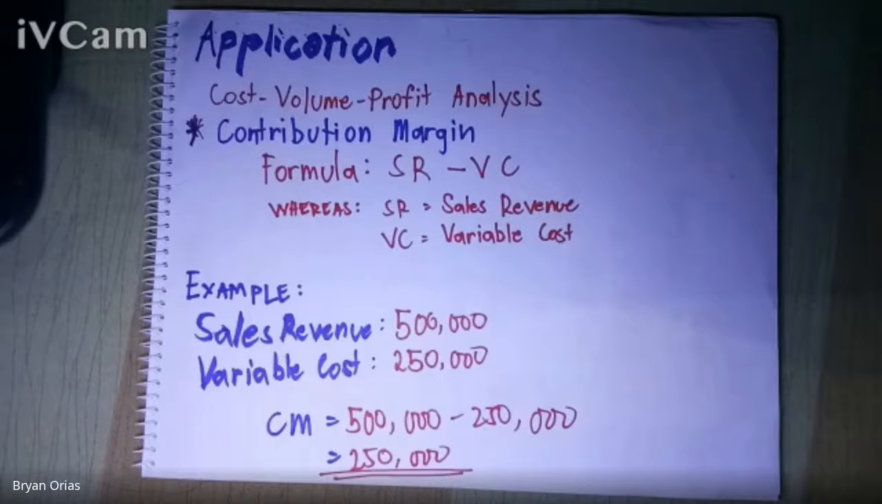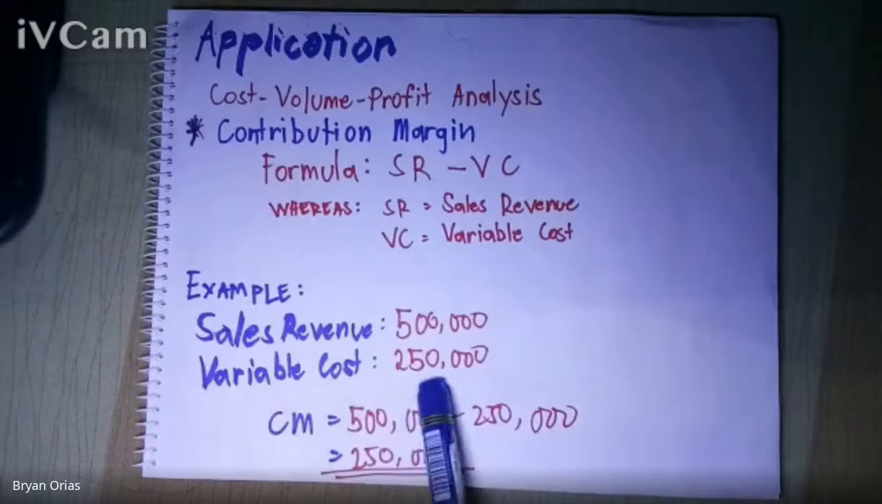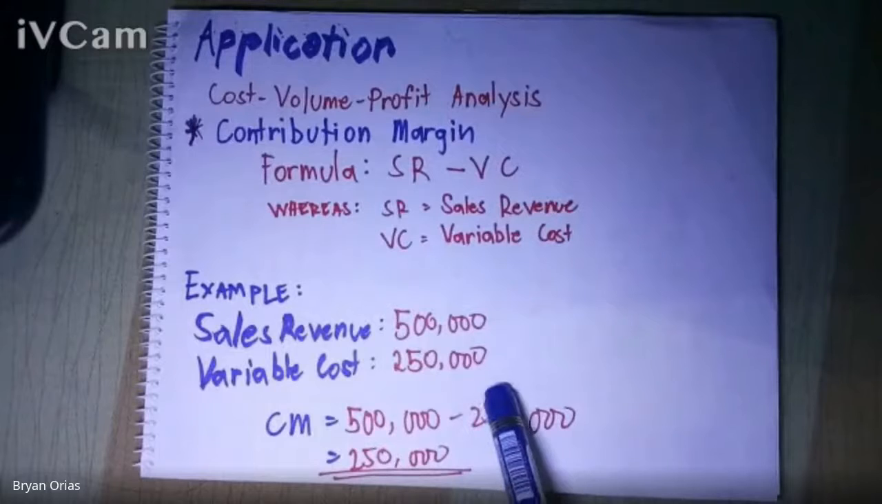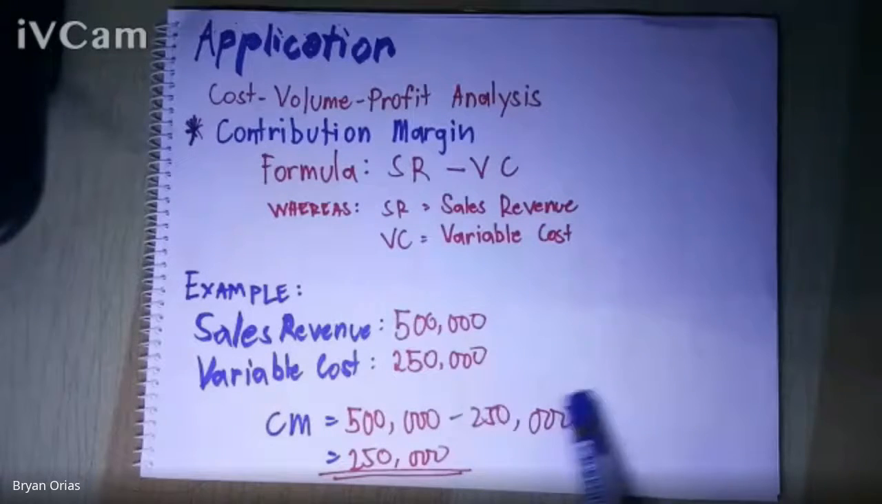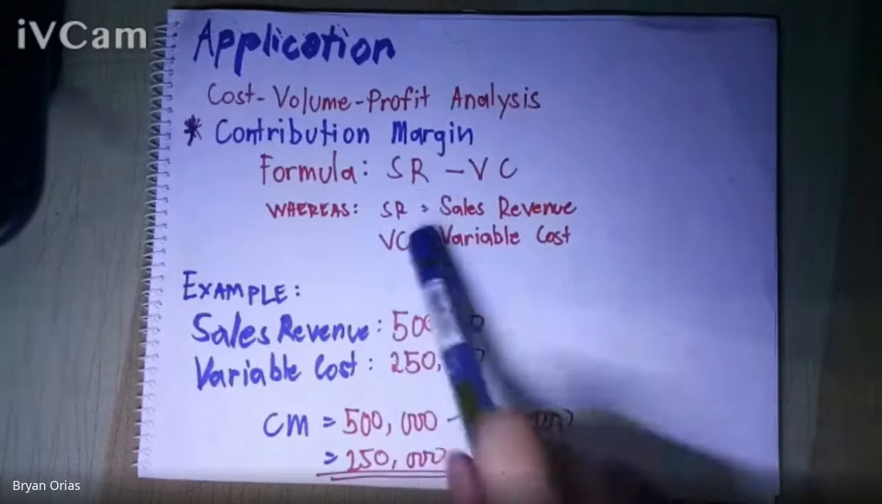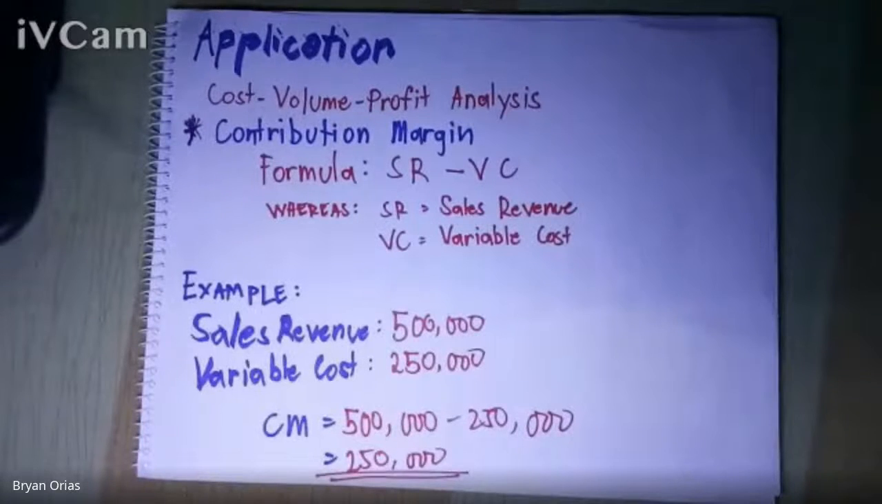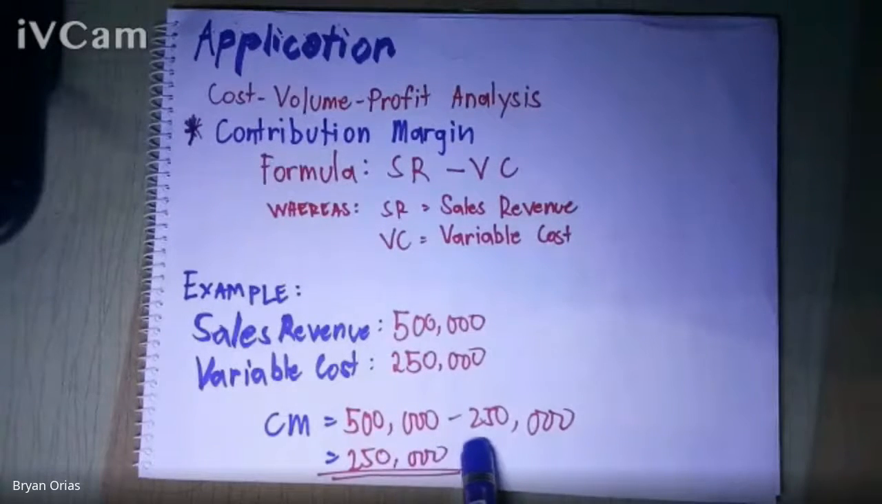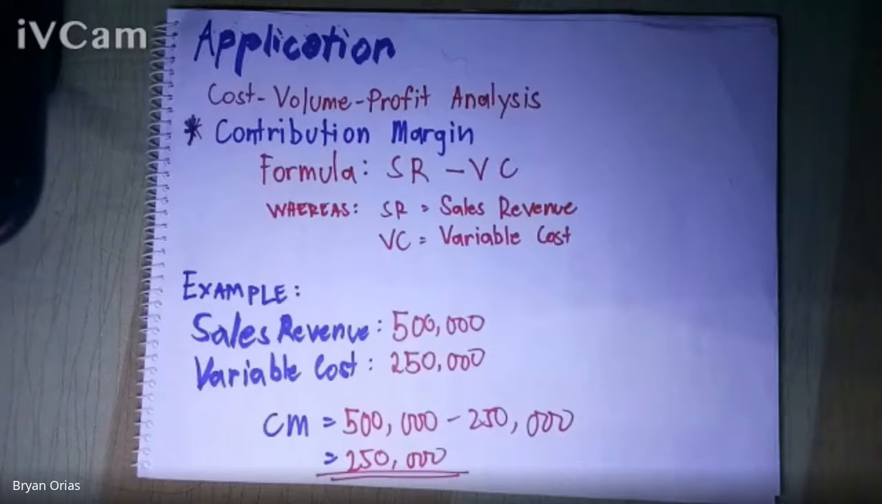So let's say that you have a total sales revenue of 500,000 for the day and then a variable cost of 250,000. Variable costs are our expenses for the preparation, what we spent on the product itself. For our formula, we have the sales revenue minus the variable cost to get the contribution margin. So CM is equal to 500,000 minus 250,000.